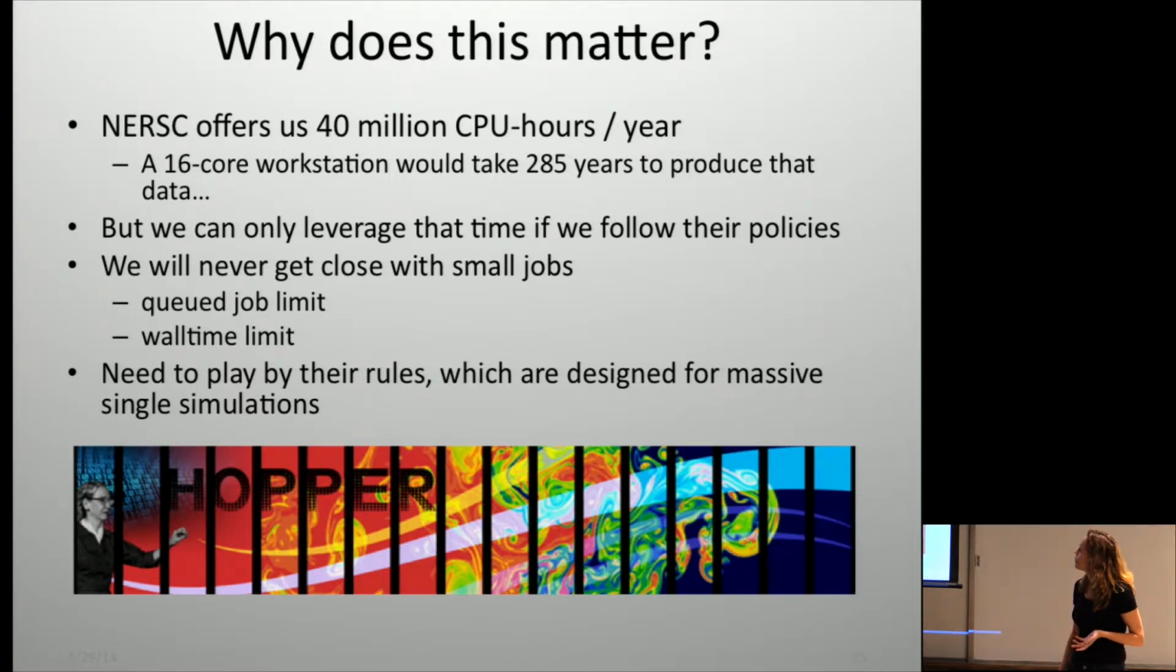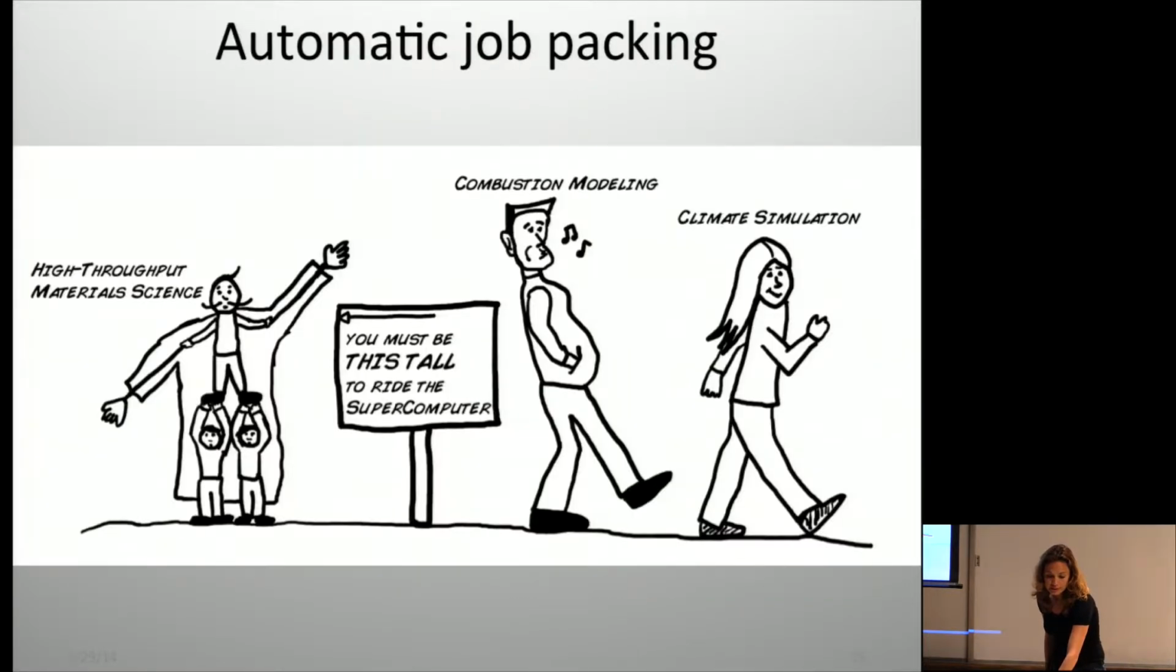So we have to work with small jobs, the queue job limit. I think most computing centers only allow you to have like 10 jobs in the queue. We'd like to populate it with thousands, because that's how we work. Single submissions of one job rather than one job over 1,000 cores. So we need to play by their rules and their wall time limits, which are designed for something completely different than what we do. So what we do is we mask ourselves.